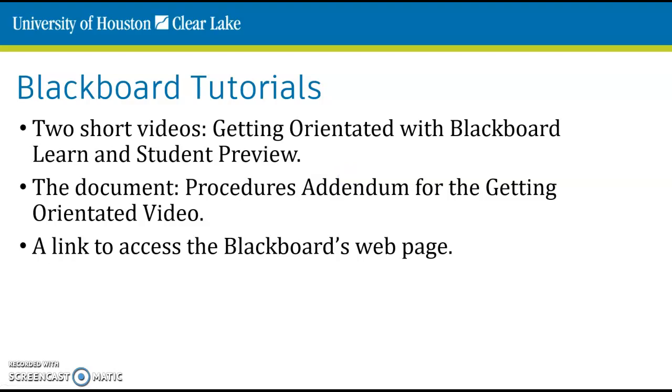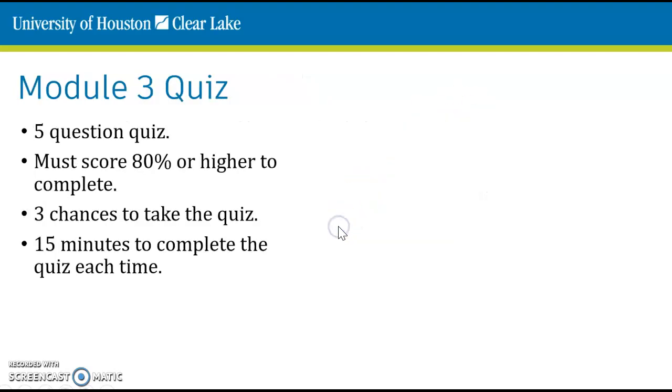The participants will next go through the Blackboard tutorials, where there are two short videos, a one-page document, and a link to access the Blackboard webpage. Last is the Modular 3 quiz, where all participants must score an 80% or higher to complete Modular 3.